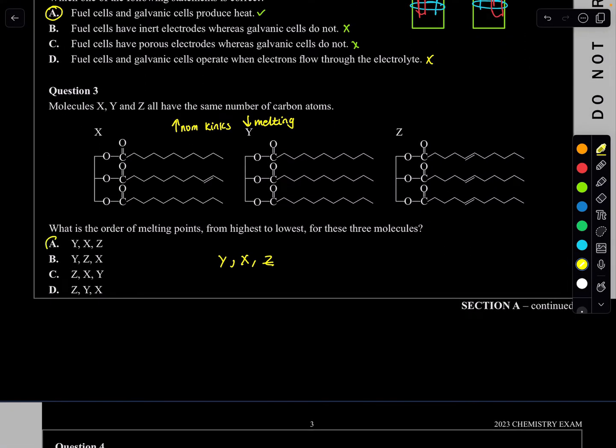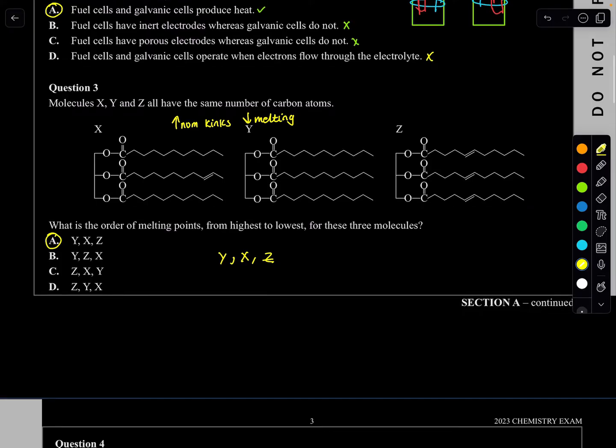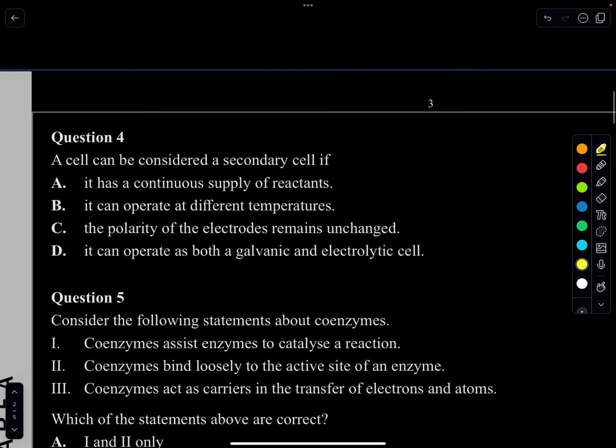So 3A. Beautiful. Let's have a look at question 4. A cell can be considered a secondary cell if what? Now you should realize, what is a secondary cell? What defines a secondary cell? A secondary cell can basically switch between a galvanic cell and an electrolytic cell.